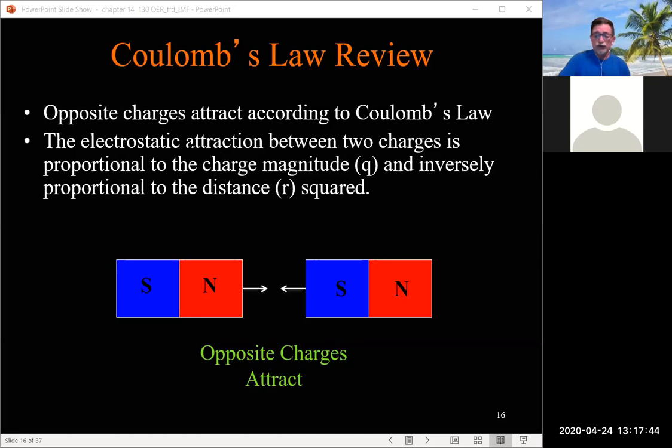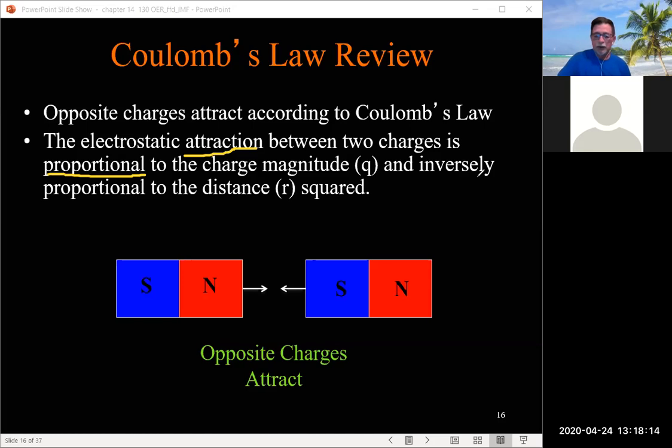the attraction between two charges is proportional to the magnitude of the charge, okay? Proportional, meaning that it's two variables, A and B. If one variable goes up, the other one goes up accordingly, okay? That's what we're talking about, proportional or directly proportional.